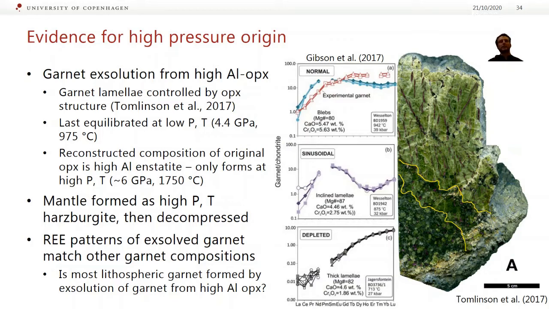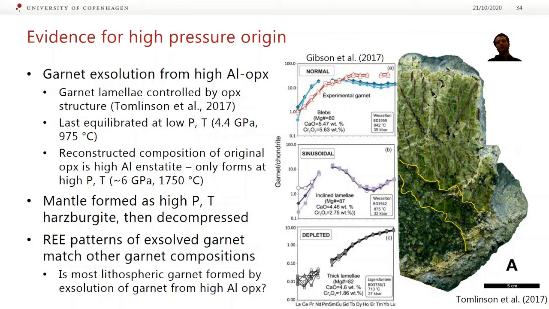Through doing some detailed structural work, Tomlinson et al. showed that these garnet lamellae are actually controlled by the OPX structure, and therefore they exsolved from the OPX. So if you combine the compositions, you can measure the composition of the garnet, measure the composition of the OPX, and put them back together, then the original megacryst would have been a very high aluminium orthopyroxene.